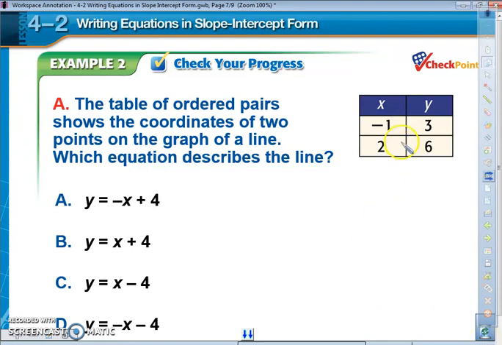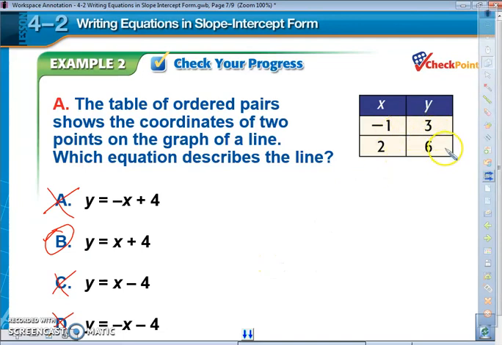Same kind of thing. What if it gives you a table right here? Well, this is kind of easy because I could put a -1 in for x and see which one gives me 3. Now, if I put a -1 in right here, minus a -1 is +1. +1 plus 4, that's not right. Okay, -1 plus 4 is 3. That one works. -1 minus 4 is -5, so that doesn't work. Minus -1 minus 4, so 1 minus 4, -3. So right there, I know my answer is going to be B.